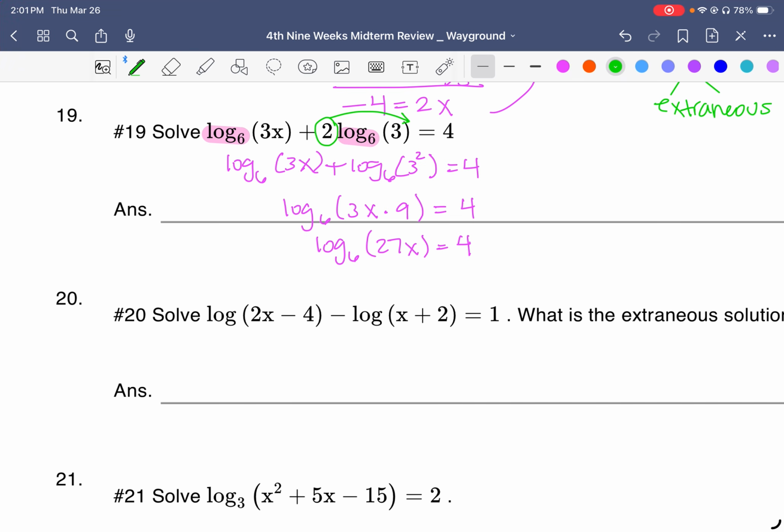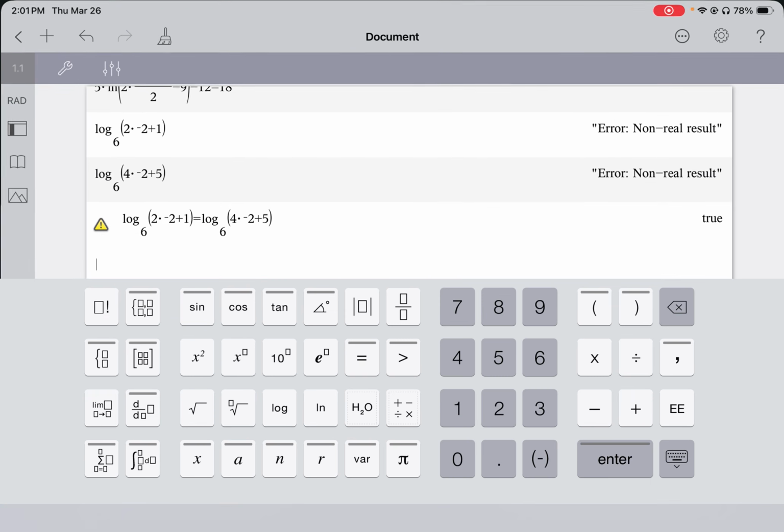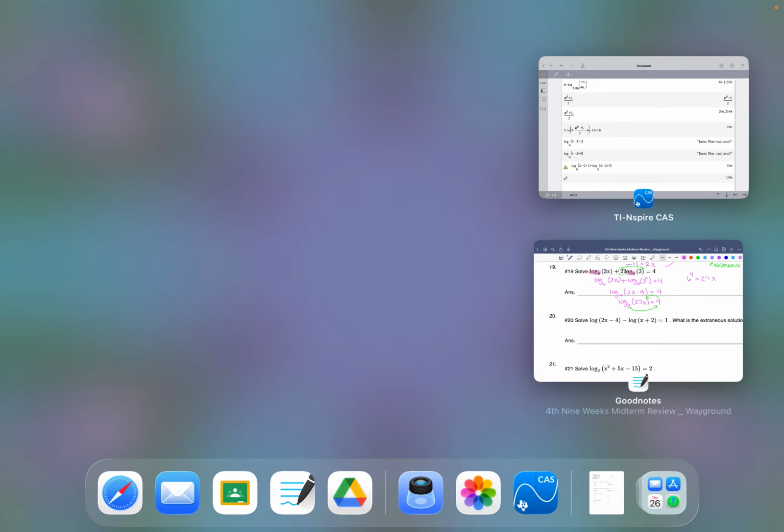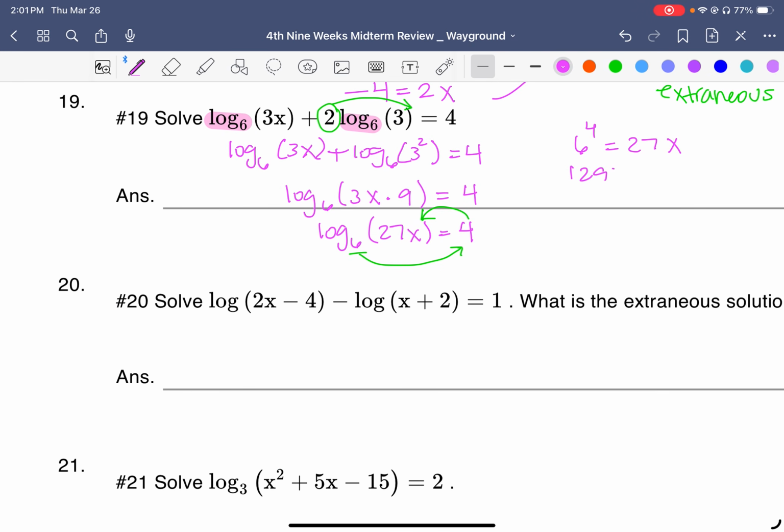Okay, now I need the x that's inside the logarithm, so I need to do my little loop-de-loop. I'm going to underline the base, go out, and come back in. This will be 6 to the power of 4 is equal to 27x. Well, what is 6 to the power of 4? 6 to the power of 4 is 1296. So 1296 is equal to 27x.